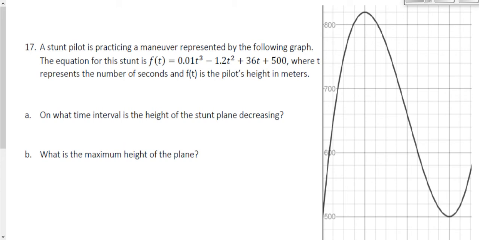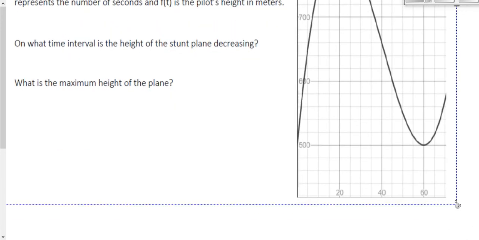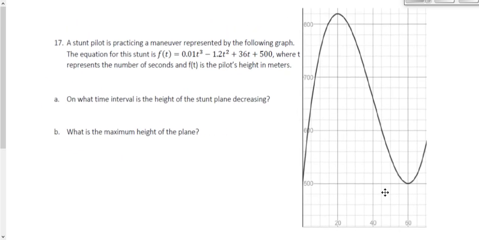So, this graph represents a stunt pilot who is practicing a maneuver represented by this graph, and I'm going to go ahead and make this a teeny bit smaller so you can see all the details. Can I do that? It's taking its time. Here we go. A little smaller. There we go. Okay, so we have a stunt pilot practicing a maneuver represented by this graph.